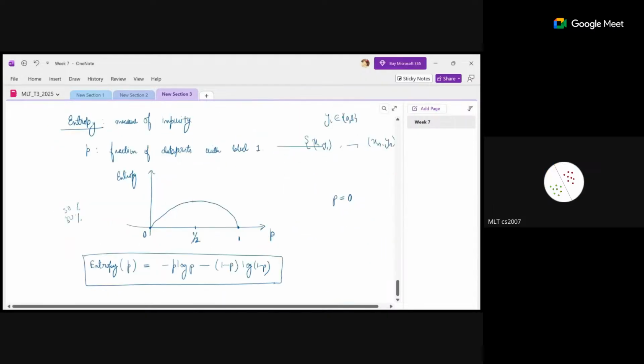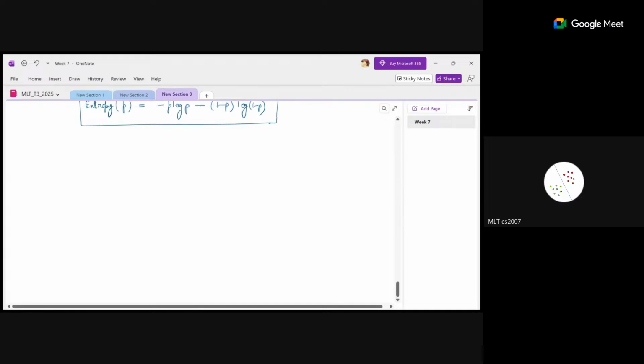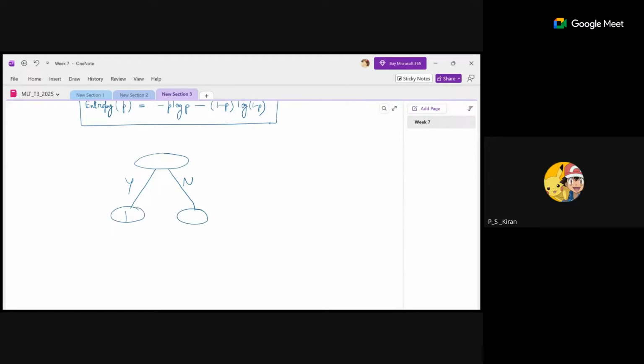Depth. Okay, let's see. Let's say this is the parent node, with yes and no. What is the depth of this tree? The depth will be one, because you just asked one question. It's called a decision stump basically. Whenever you're asking just one question, we call it a decision stump.